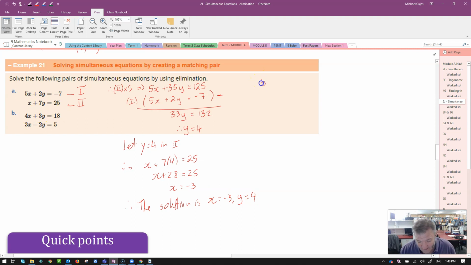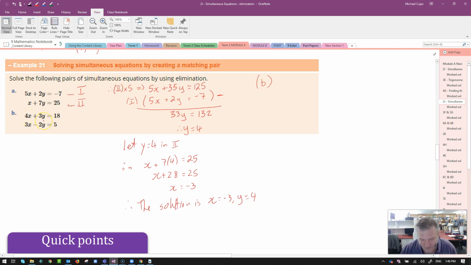For the second set of equations here, B, you've got an option here. I've got a 4 and a 3, a 3 and a 2. If I wanted to make them equal, I could multiply the second equation by 1 1/3 to get it equal to 4, or by 1 1/2 to get the y coefficients equal. It's not going to be so good, is it?